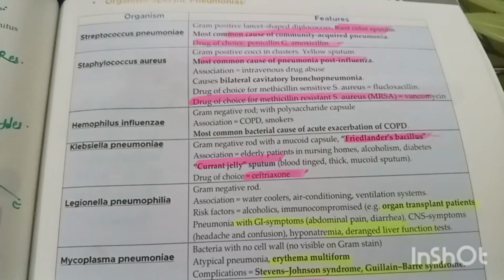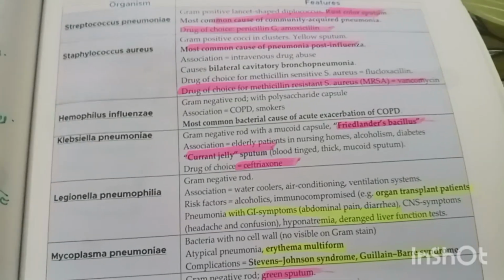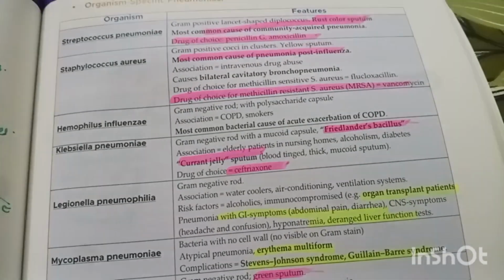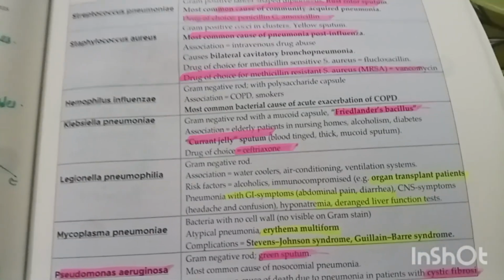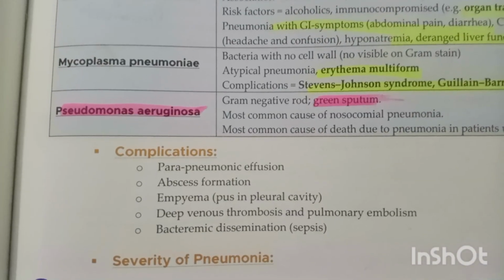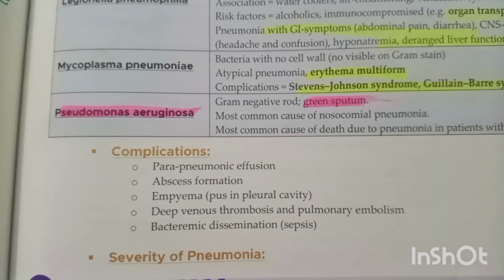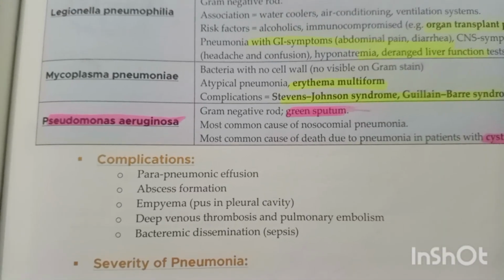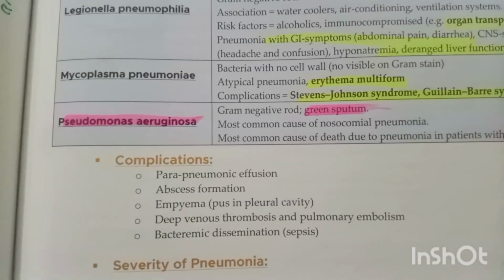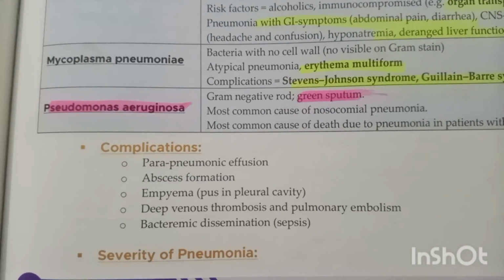Why are the organisms important? Organisms are important for the drug of choice. For example, if I am suspecting Staph aureus, I can't use penicillin. Complications of pneumonia include pleural effusion, abscess formation, empyema, which is pus in the pleural cavity, deep vein thrombosis, pulmonary embolism, and bacterial dissemination, where bacteria may go into the blood and disseminate in the whole body. That is bacterial dissemination, or sepsis.